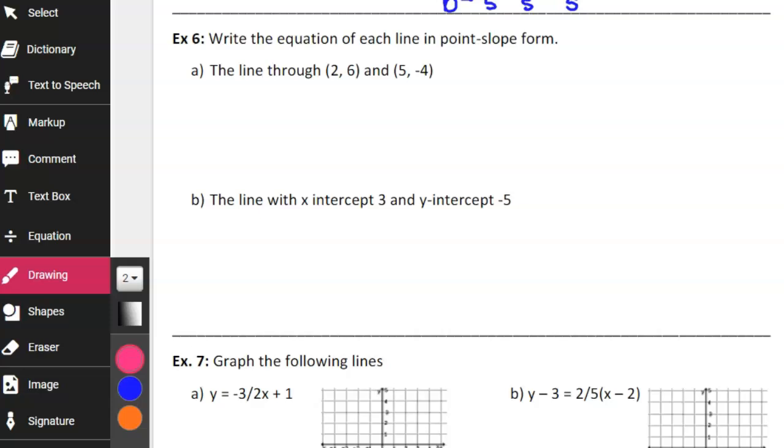So in example 6, we have part A and part B. We'll do part A together, and part B you'll do on your own. It says write the equation of each line in point-slope form. Remember, point-slope form is y minus y1 equals m times x minus x1. And it gives us 2 points. So you can use one of the points for your x1 and your y1, but you need to use both of them to calculate your slope. So perhaps pause the video and calculate your slope without me.